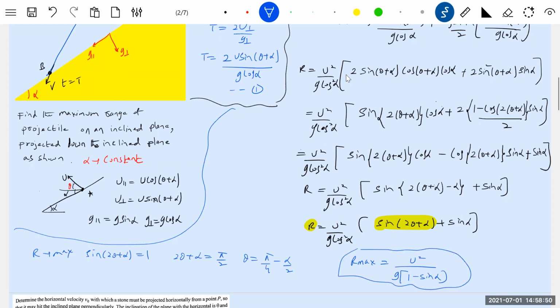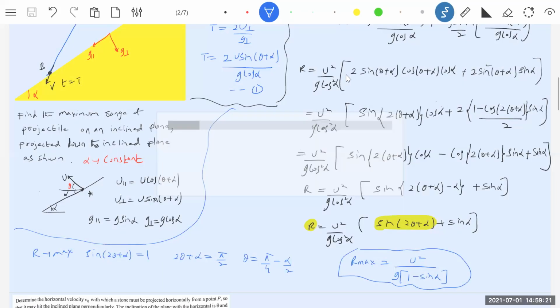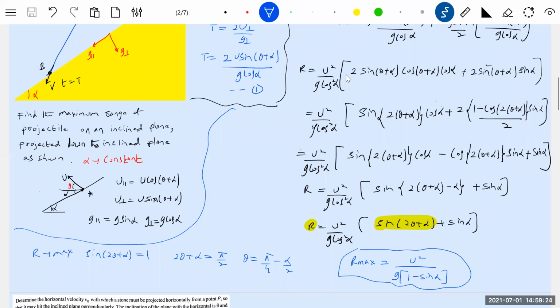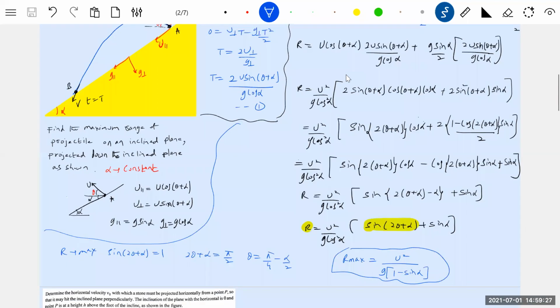The same mathematics, those who could not understand previously, at least see that one. Substituting this value of theta and solving, we'll end up with a similar formula: 1 minus sine alpha, whereas that was 1 plus sine alpha. Anyway, this is a very useful condition. Write it down fast.